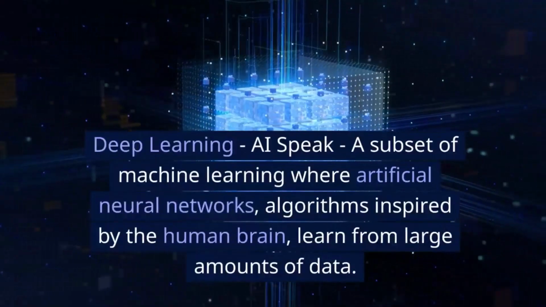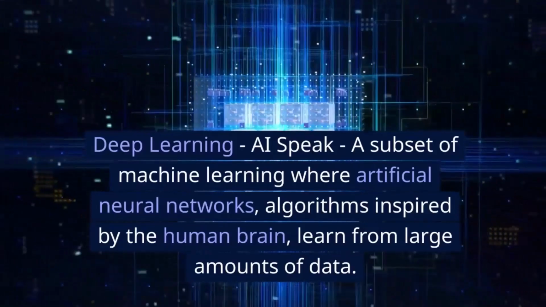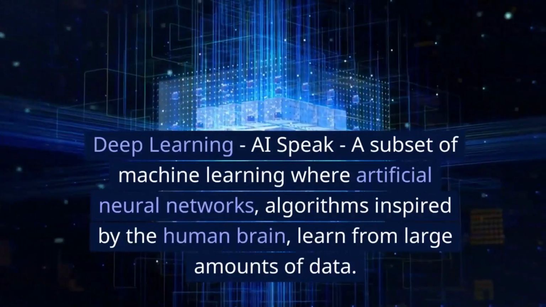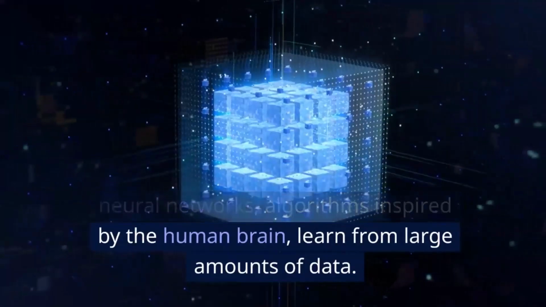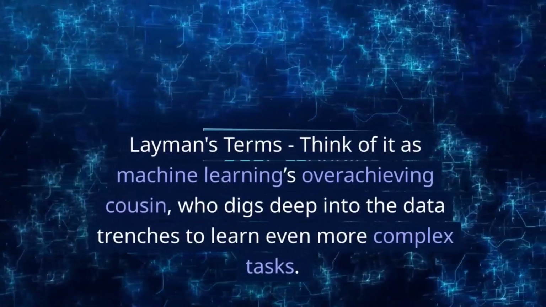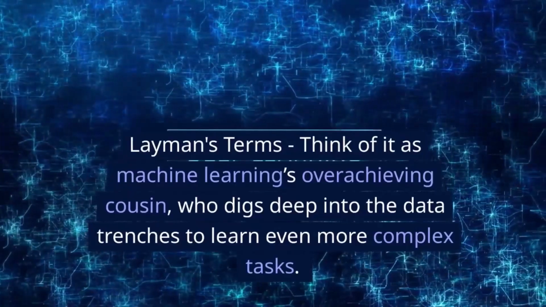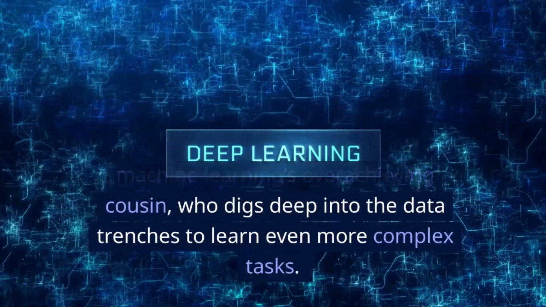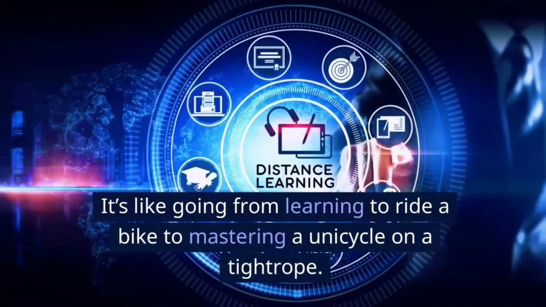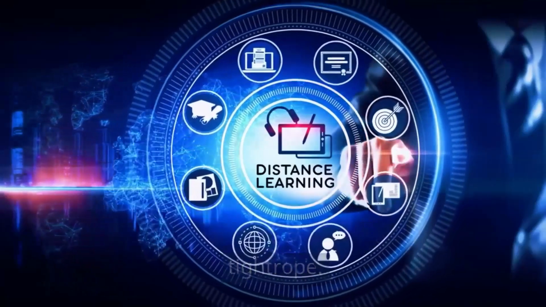Deep learning, AI speak: a subset of machine learning where artificial neural networks, algorithms inspired by the human brain, learn from large amounts of data. Layman's terms: think of it as machine learning's overachieving cousin who digs deep into the data trenches to learn even more complex tasks. It's like going from learning to ride a bike to mastering a unicycle on a tightrope.